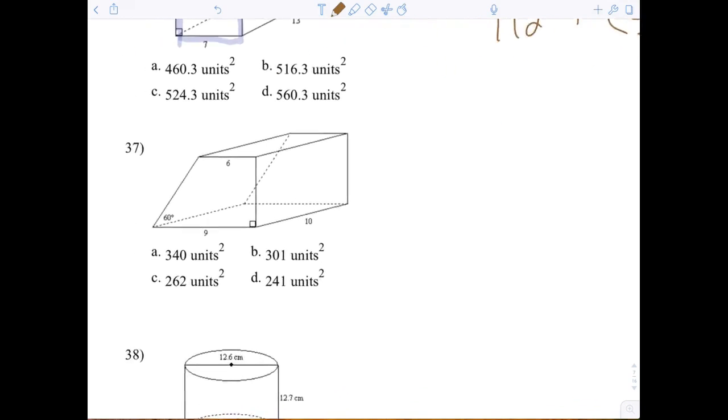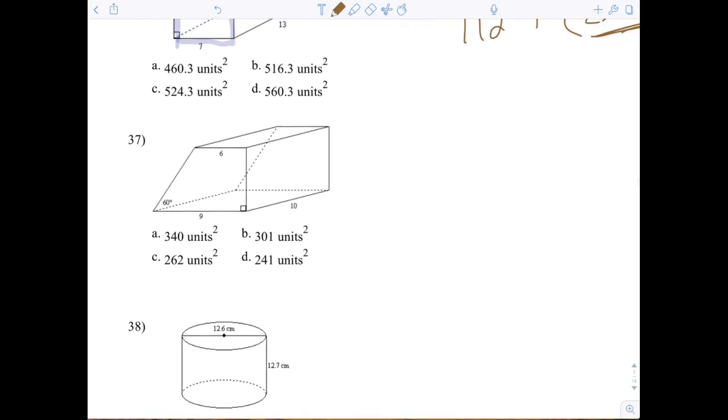I can't get the right answer. Okay. 37. Guys, come on. 37.